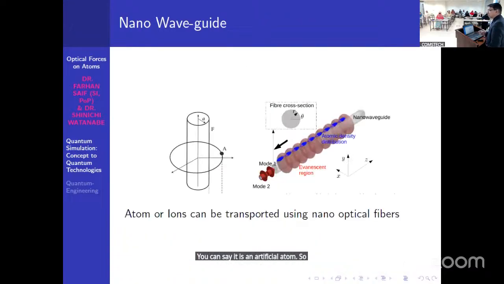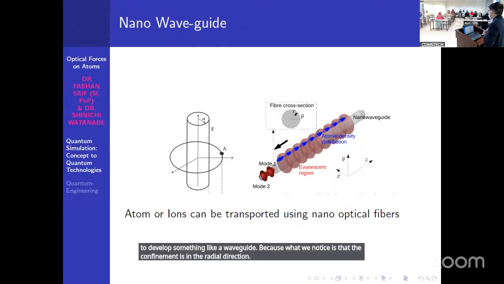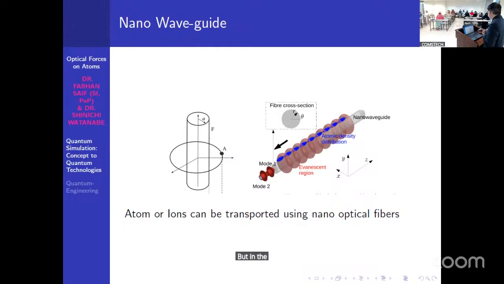So now this configuration can also be used to develop something like a waveguide, because what we notice is that the confinement is in the radial direction. But along the axis of the fiber, the field may push the atoms to propagate, to move.